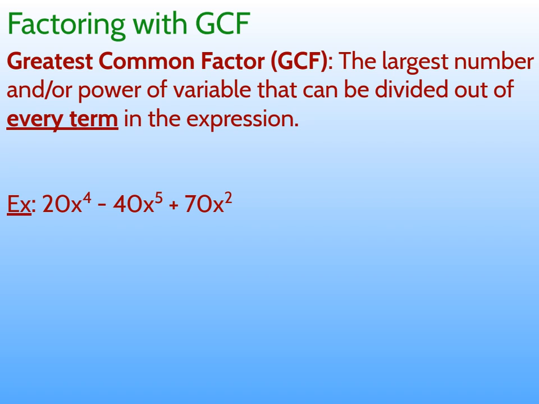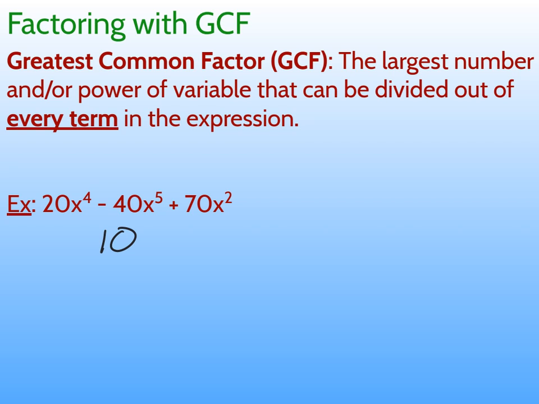So if we look at the first term, it's 20x to the fourth. Then we have minus a 40x to the fifth. So right there, I'm thinking to myself, 20 divides into both 20 and 40, so maybe that's the biggest number. Let's check the last term. Ooh, 70x squared. So 70 divided by 20 doesn't give you a whole number, so we can't work with that. But a number that does divide into all of these is 10. So we can take a 10 out of every one of these terms.